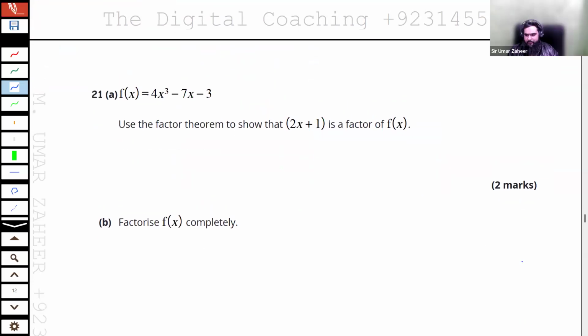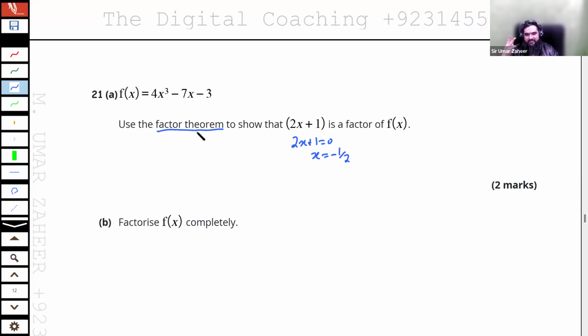All right. The next question says that we have f of x is equal to 4x cubed minus 7x minus 3. Use the factor theorem to show that 2x plus 1 is a factor of f of x. It is a factor, so I'm going to take it equal to 0, and I get the value minus 1 over 2. He clearly says that you have to use the factor theorem, so we will not go for the division.